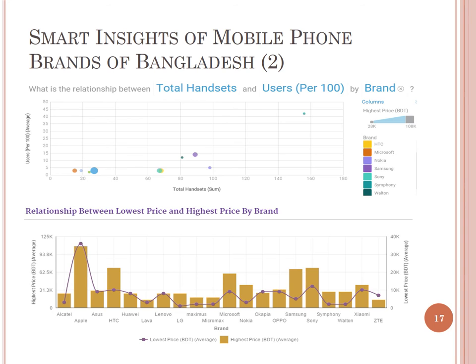The chart below shows the relationship between lowest and highest price by brand. We can see Apple has highest average price, whereas Symphony and Walton have lowest average price. In this chart, we can also see that Samsung, Sony, HTC, Microsoft are at the average.